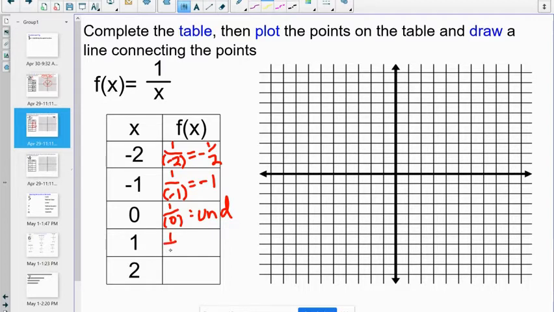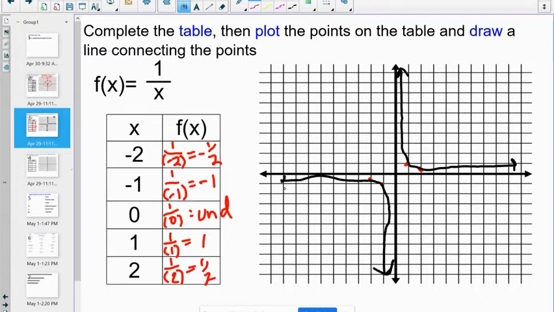Now we have 1, if we're plugging in 1 here, just 1. And then we have 1 over 2, just 1/2. So now we have our ordered pairs. Now we can plot them. We have -2 in the x, -1/2. So this is going to be in between that 0 and 1. We have -1, -1. And we have 1, 1. We have 2, and then 1/2. I know we don't have enough points, but this graph is going to end up looking like this if we were to continue. But for the sake of time, we won't keep plotting.